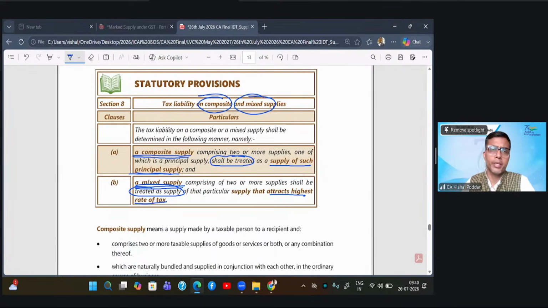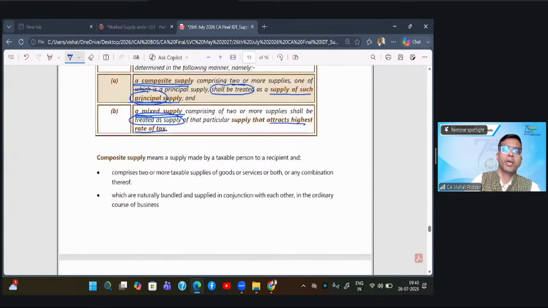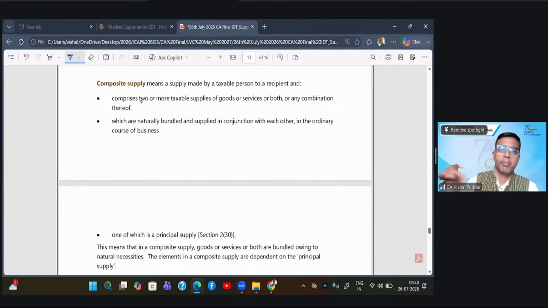But if that supply is to be treated as composite, then we will not see the highest rate item. We will see that item which is the main supply, and the rate of the main supply will be applied to the entire package. Now the treatment is simple. Composite will be taxed at the rate of principal supply. Mixed will be taxed at the rate of highest rate supply. But the question is, what is composite? What is mixed? So for this, we go to the definition.